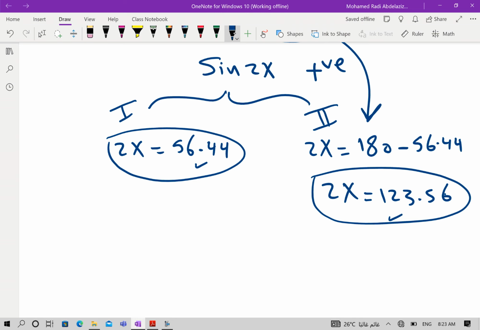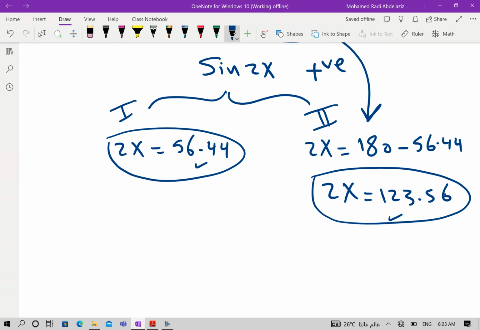Please try to add a complete rotation, or subtract, as there are many questions where you have to add or subtract. If you add a complete rotation, is it in the range? No. If you add a complete rotation to the second one, is it in the range? No. If you subtract, no. This is the final answer.